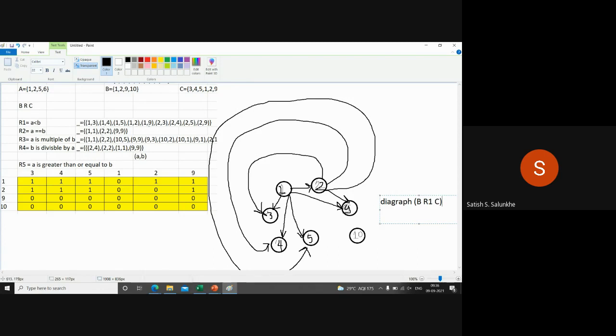1 comma 9, 9 comma something, nothing is there. 2 comma 3 is present, 3 comma something, not there. 2 comma 4, 4 comma something, not there. 2 comma 5, 5 comma something, not there. 2 comma 9 and 9 comma something is not there.